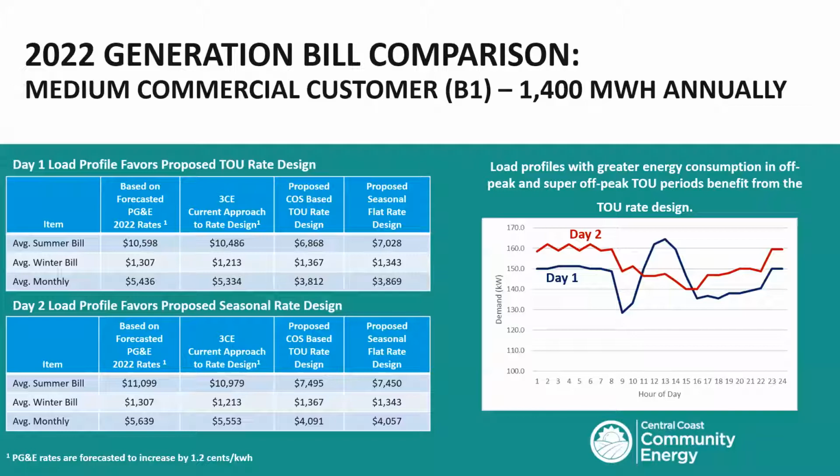Looking at day 1, again, with that peak in the middle of the day and then lower usage in the off-peak periods. And then day 2, looking at the inverse, where it's higher in the later periods and then lower in the off-peak periods. So you can see now that under the proposed cost of service-based time of use rate design on day 2, we're looking at about 4,091 versus 4,057 in the flat rate design. So how that's really going to impact you depends entirely on what your profile looks like and how your operations are using energy throughout the day. Next slide, please.